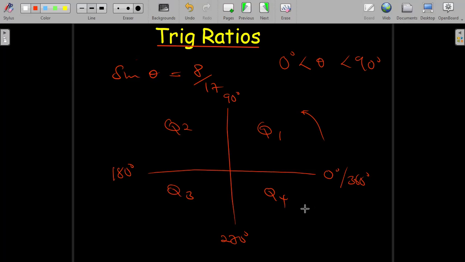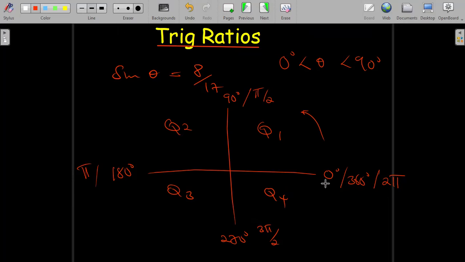Now, if I'm writing it in radians, of course, 0 will remain 0. But the 360 will be 2 pi. The 90 degrees is just going to be pi over 2. Then the 180 is going to be pi. Then this here will be 3 pi over 2, if that is in radians.